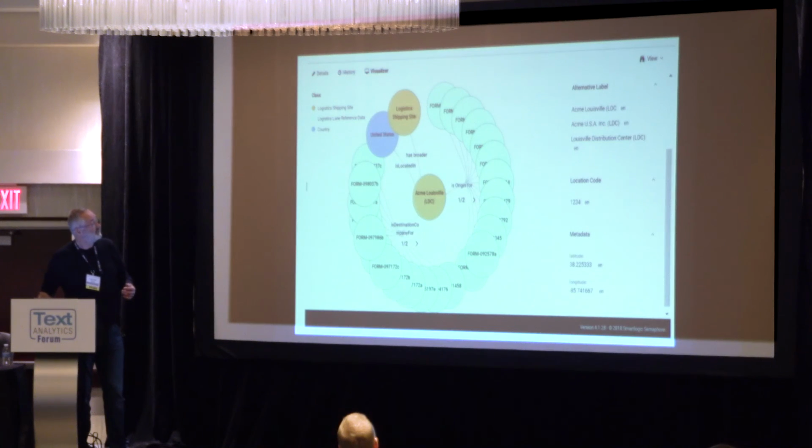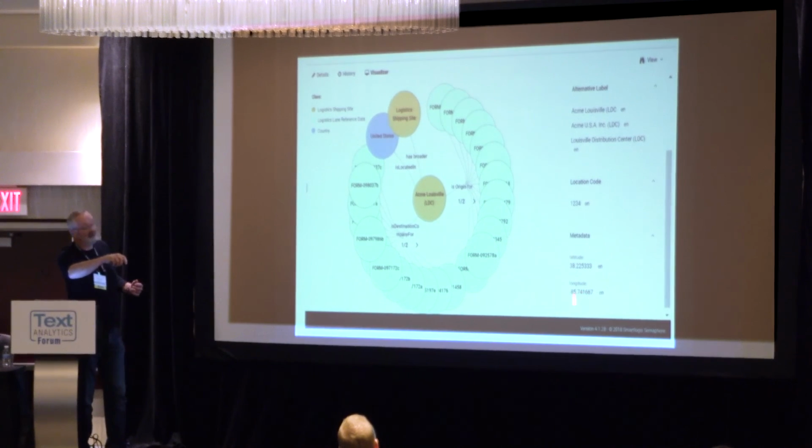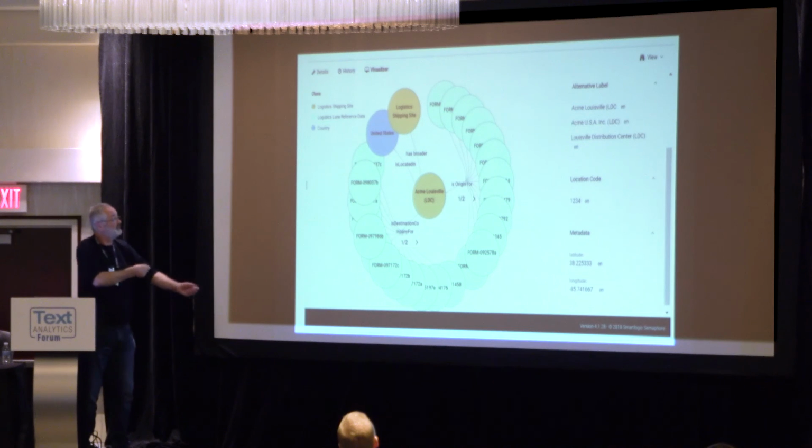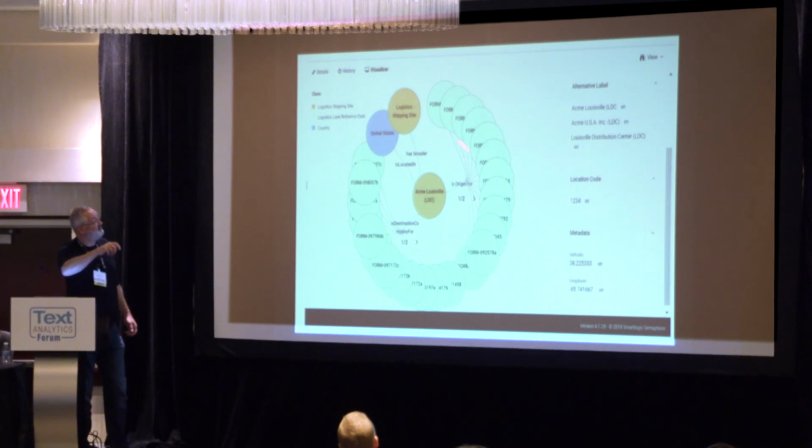If we now go and press on LDC, we see that it's actually got all of the alternative labels sorted out here. We've also started to add in other metadata like the location data, so we can start to plot on nice visualization tools. And the Louisville LDC is really obviously a big distribution center because these are all the lanes that it's running.